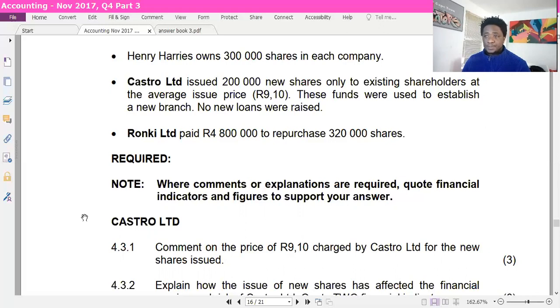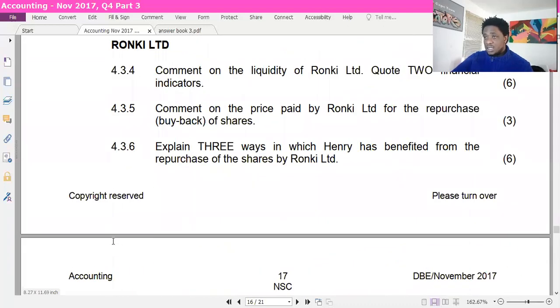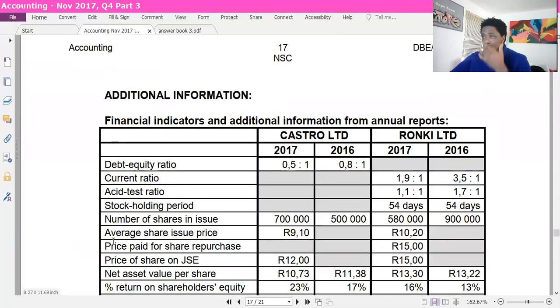Cool. So the first questions are based on Castro Limited, 4.3.1. Comment on the price of R9.10. So they did mention there that that price was an average issue price. So they said comment on the price of R9.10 charged by Castro Limited for the new shares issued. So in order to comment, you need some context, and in order to get some context, you must get the financial indicators and ratios. So we know we're dealing with Castro Limited.